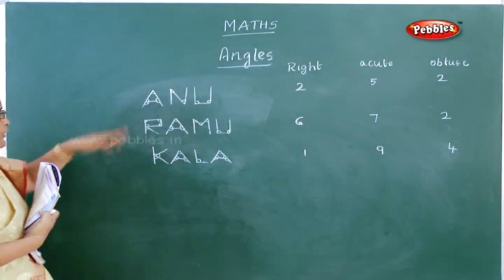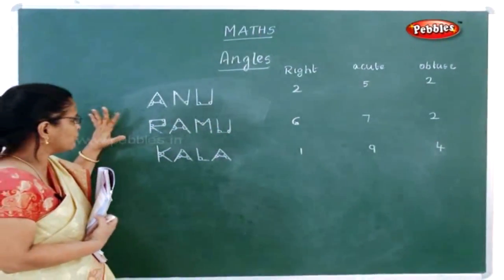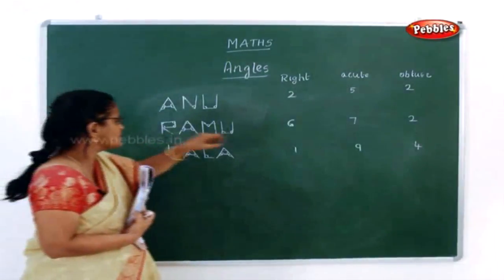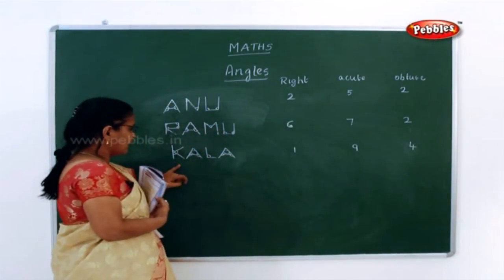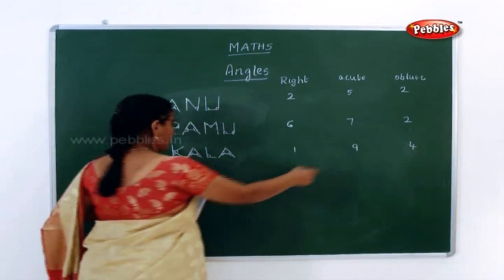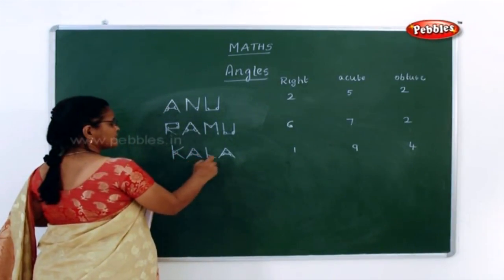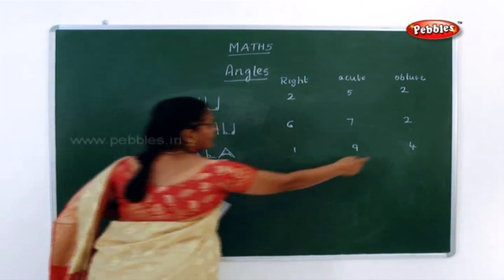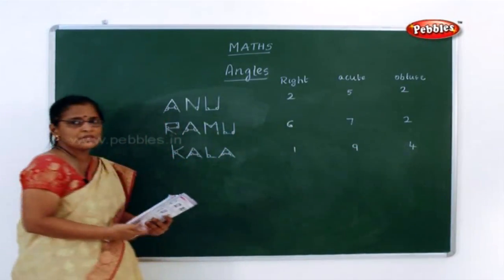So in this name Anu, you have 2 right angles, 5 acute angles and 2 obtuse angles. In Ramu, you have 6 right angles, 7 acute and 2 obtuse. And in Kala, you have 1 right angle and 9 acute angles, and 4 obtuse. 1, 2, 3, 4. 4 obtuse angles.